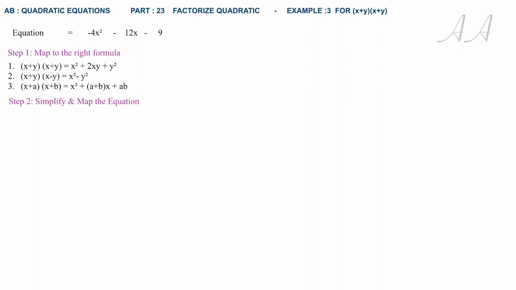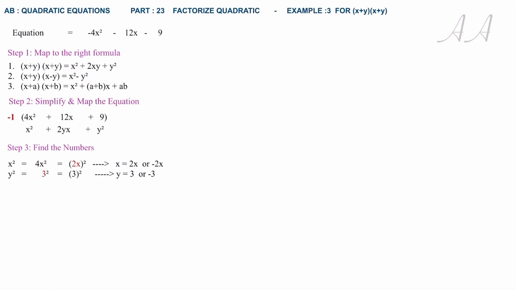Step 2 is simplifying and mapping the equation. So we're going to take negative 1 outside, so all of the numbers will become positive again, because if you remove the negative signs, they all become positive. So this will be 4x squared plus 12x plus 9. Now we can map the equation by writing our new simplified equation over the formula we just selected.